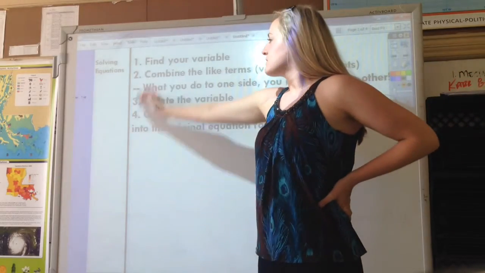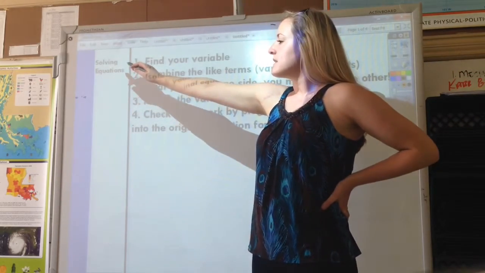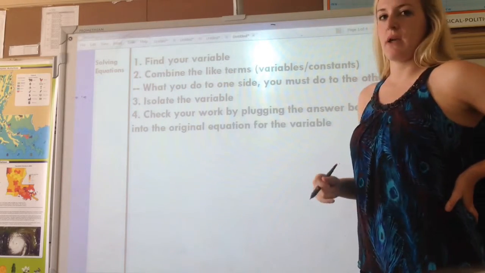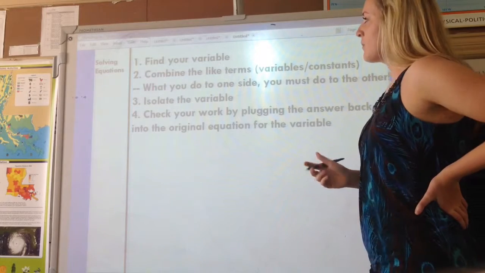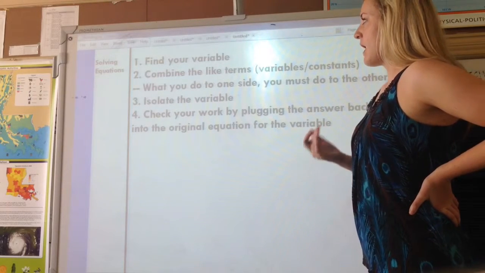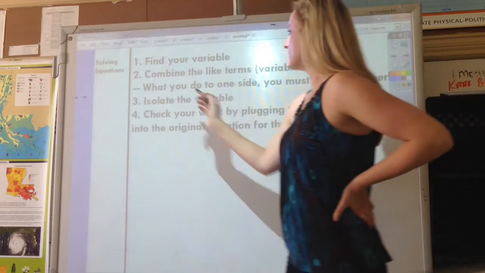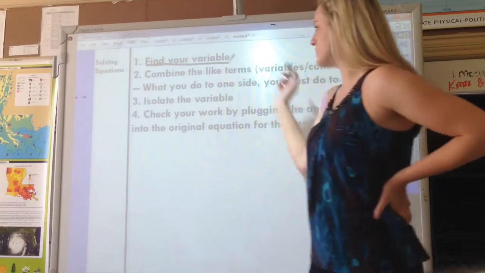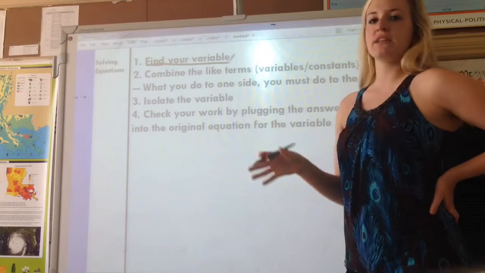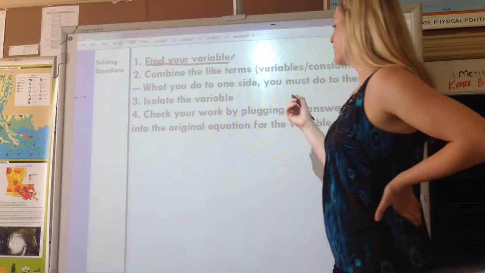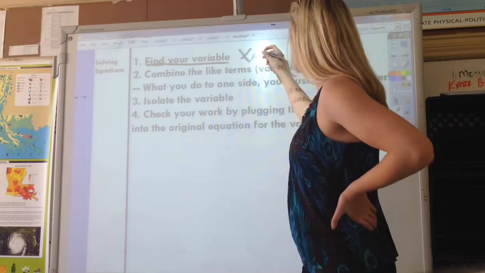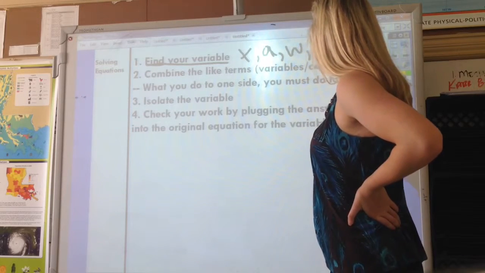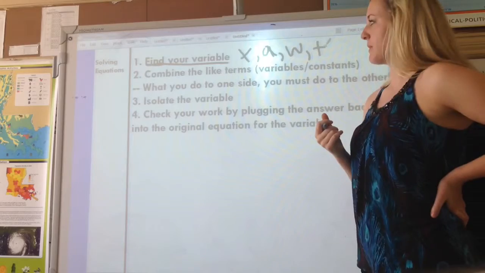On your notes page, go ahead and draw your line. In the top left-hand corner, go ahead and write solving equations. You don't need to write this down yet, just be with me, I'll tell you what to write. So when I'm solving equations, my first step is to find my variable. Go ahead and write a 1 and then find your variable on your notes page. And a variable is just a substitute for a number. It's normally in the form of a letter. So a variable could be the letter X, A, W, T, any letter that's in place of a number.